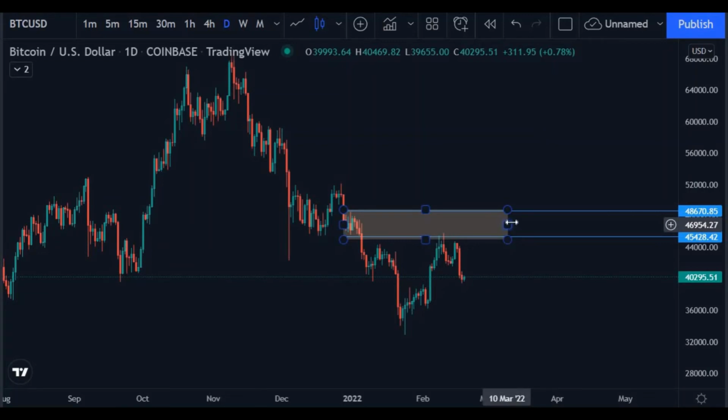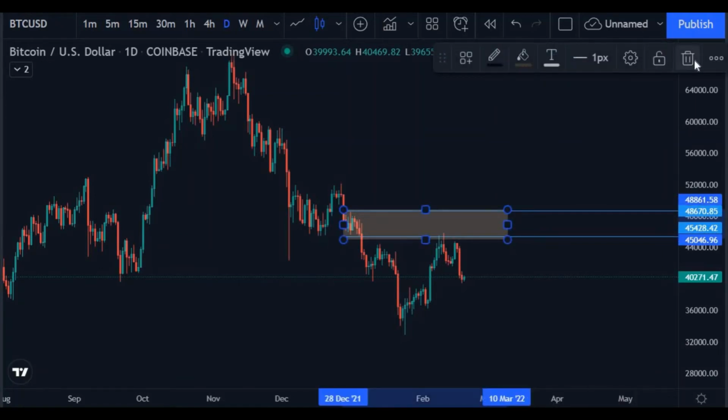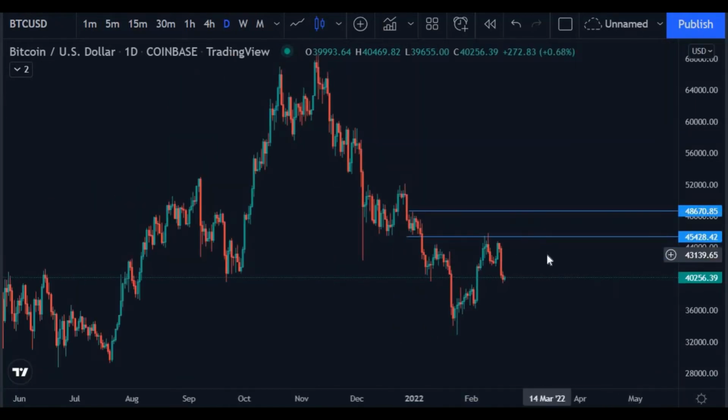That is it for one supply. I'll try as much as I can to look for another supply zone, so we just try this as well as some other demand zones.